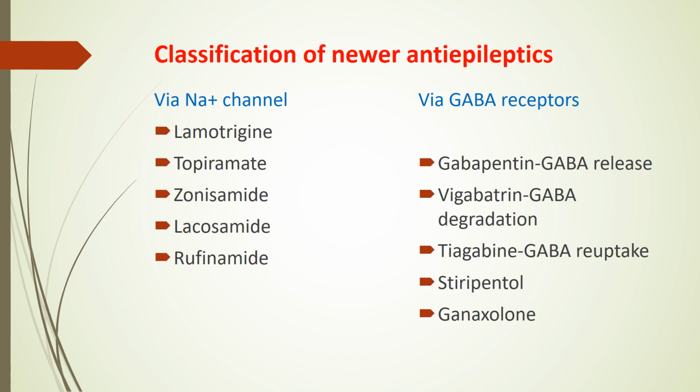Now let's see the classification of these newer antiepileptics. It's based on the mechanism of action. So the first group is those acting via the sodium channels, which includes lamotrigine, topiramate, zonisamide, lacosamide, and rufinamide. The second group is those acting via GABA receptors. That means gabapentin, vigabatrin, tiagabine, stiripentol, and ganaxolone.